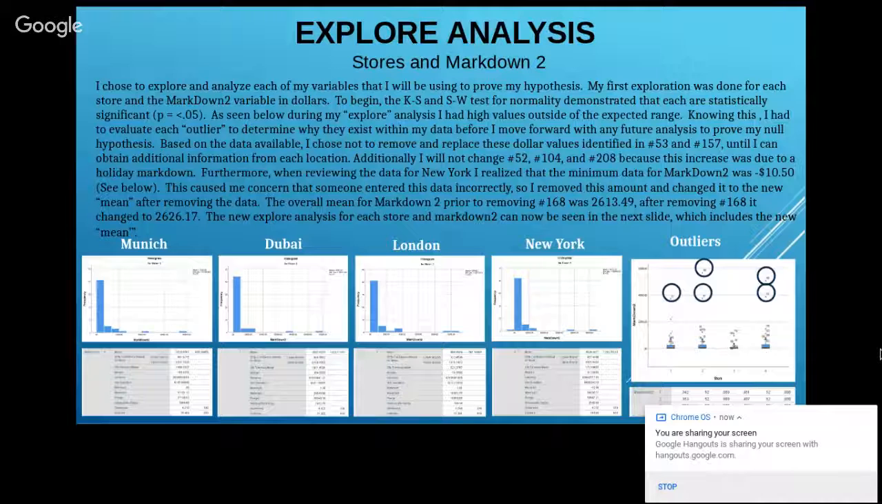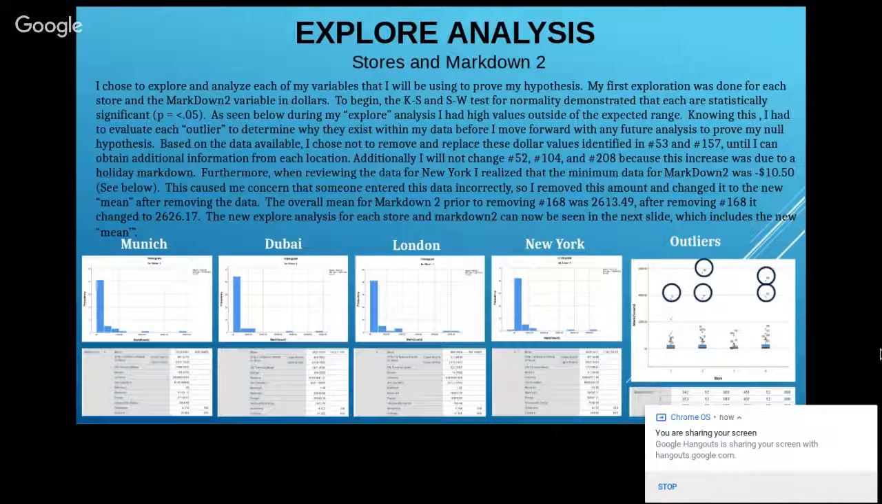When I was reviewing the data in Excel and in SPSS, I found there was a negative $10.50 value. You could actually see it below as well within this data. It's very small, but you could go to my output in SPSS and review that some more. It actually showed a negative $10 balance. This caused me some concern that someone entered the data incorrectly. So I removed this amount, zeroed it out, calculated the mean, and then added that mean into where that $10.50 was.